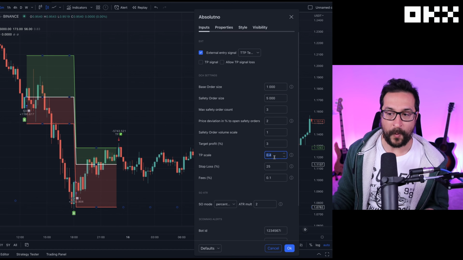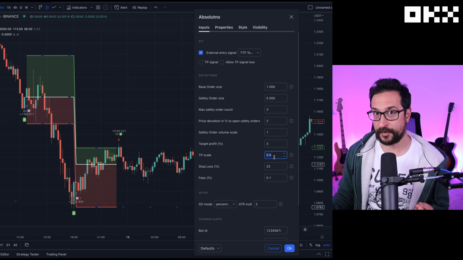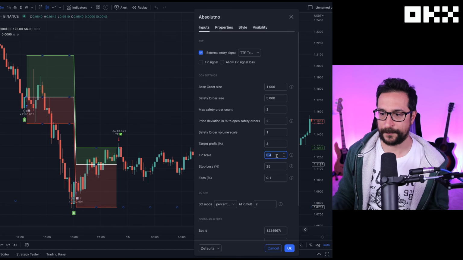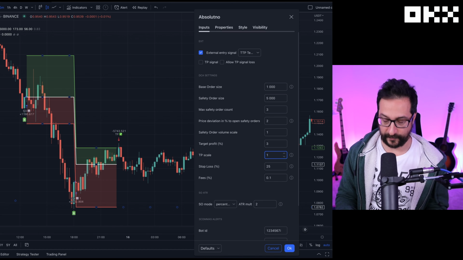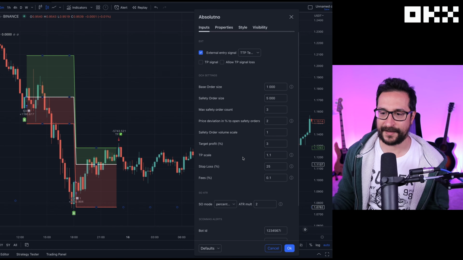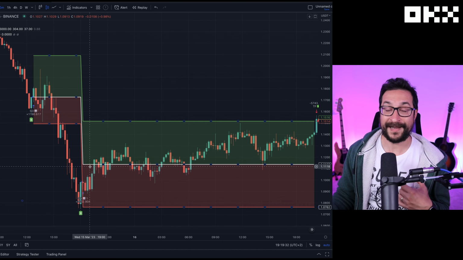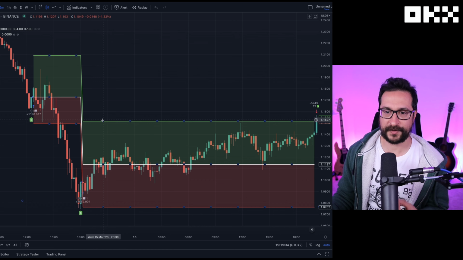If it's below 1, the value, with every safety order, the take profit is going to be reducing the expectation. But if instead we use a value above 1, for example 1.1, in this case, with every safety order that we fill, we are increasing the expectation for the take profit.